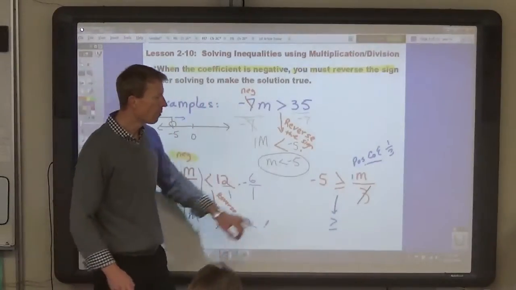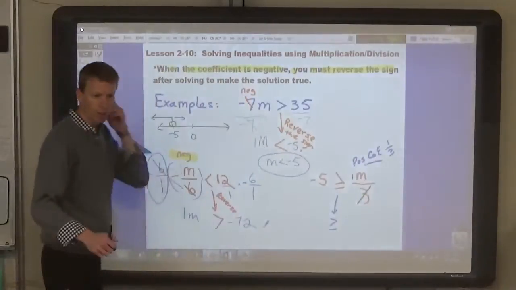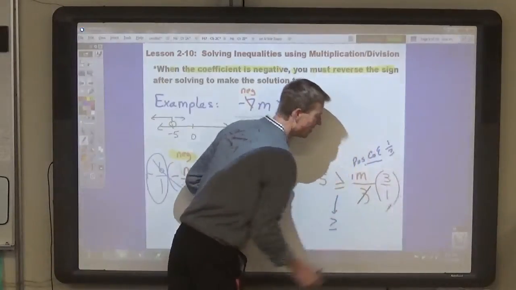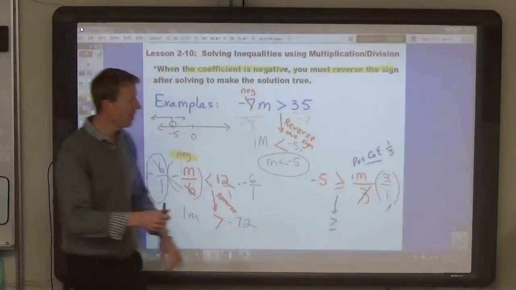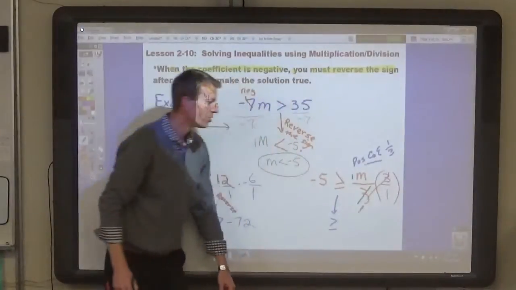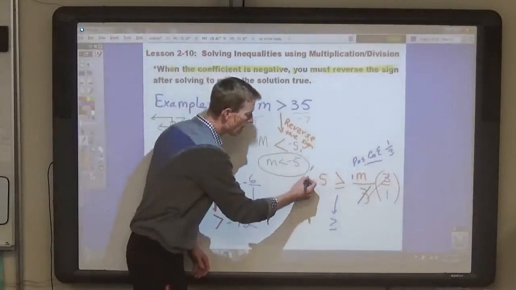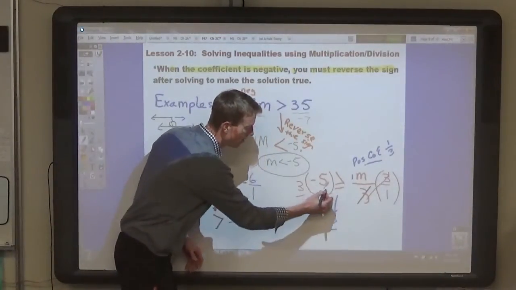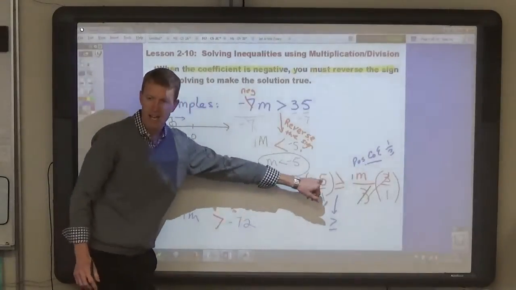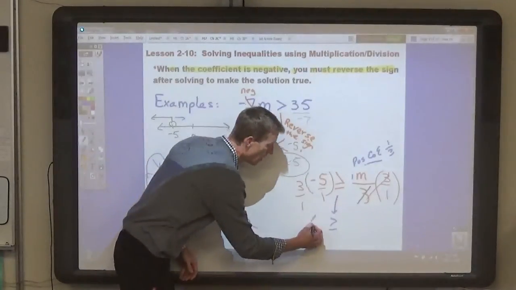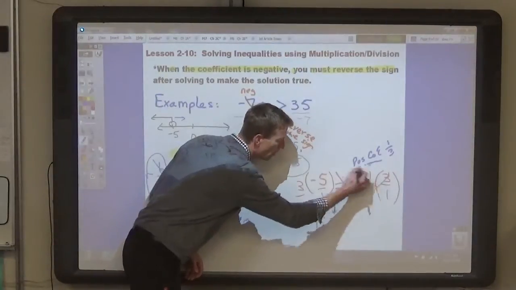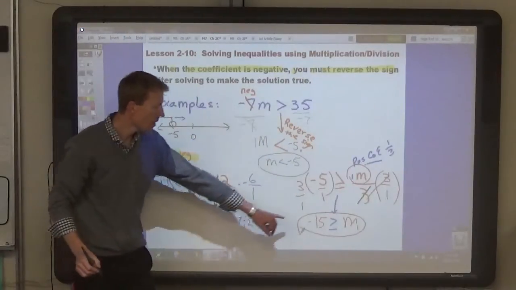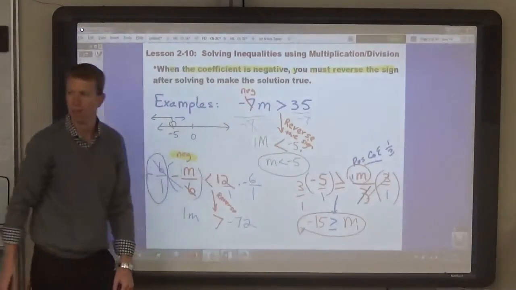Now, we'd have to multiply by the reciprocal of this. What's the reciprocal of 1/3? You got it, 3 over 1. I know that's what you were thinking. 3 over 1. Reciprocal, so cross that out, and then multiply by the same number on the other side. 3 over 1. So we have 3 times negative 5 to get the answer. And that's negative 15. We're left with 1m, so negative 15 is greater than or equal to m.